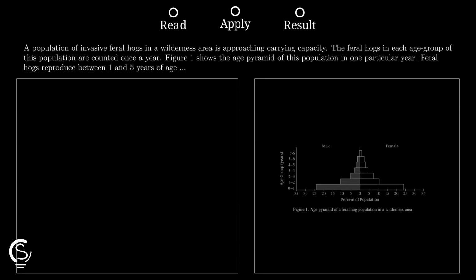B. The large difference between the 0-1 and 1-2 age groups in Figure 1 indicates high juvenile mortality. While many offspring are produced, ecological factors such as predation, competition for limited resources, or susceptibility to disease result in a significant number of individuals dying before they reach the second year.